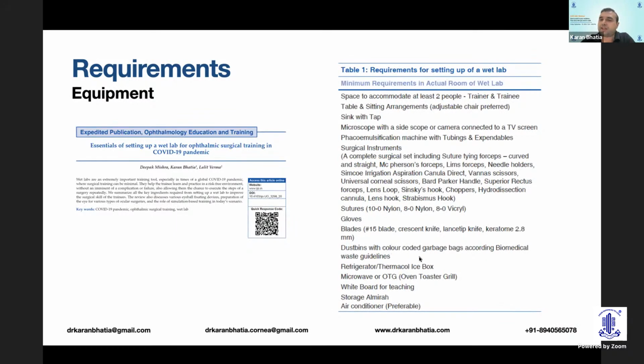You also need to have dustbins, which are color-coded garbage with the biomedical waste guidelines. A refrigerator where you can store the eyes, particularly the animal or the human eyes. A microwave is a very useful thing because you can heat up the human nucleus that you get from an SICS. When it's hardened up a little bit, about 10 or 20 seconds in the microwave, then you can do phaco on it in a much better way. A whiteboard for teaching, a storage almirah to store all this stuff, and an air conditioner is always preferable.